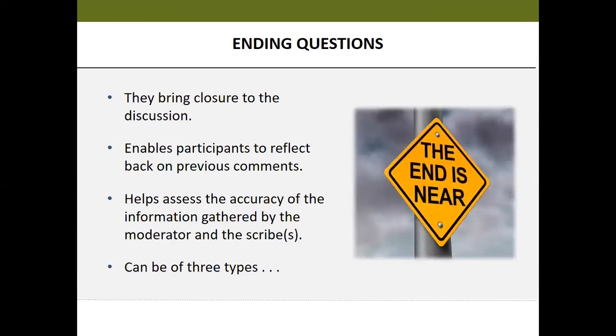Then finally, you have the ending questions. They bring closure to the discussion. It allows the participants to reflect on the whole host of comments that have been offered by different people themselves and others during the course of the focus group session. But it also allows you to do a check to make sure that the information that's been gathered by you and by your transcribers is accurate, okay? And this ending question or questions can be of 3 types.